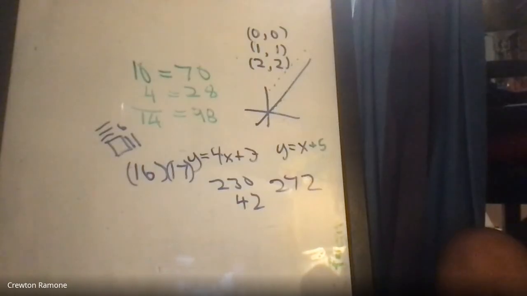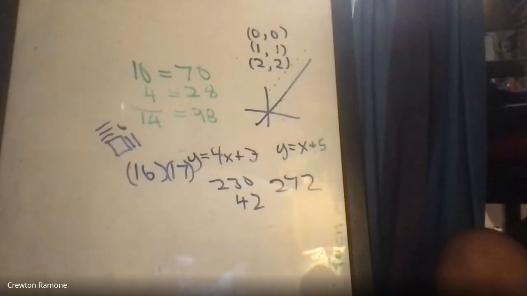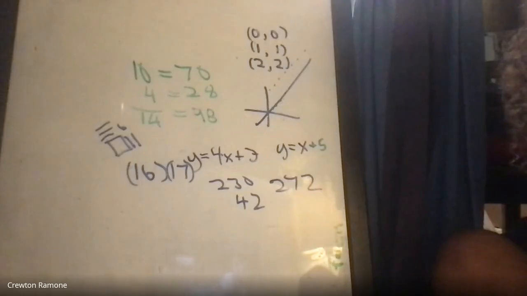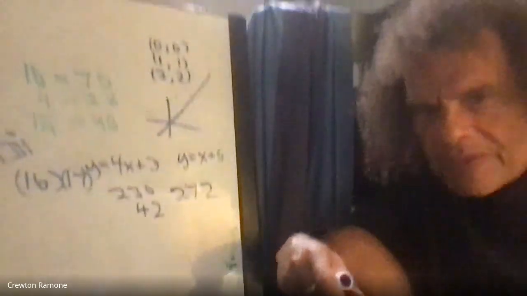Wait, is it? Can you also do 170 plus 42 or no? No, because that's not everybody. Or is it? Because 170 plus 42 is not 272. 230. There you go. Why is it 230?